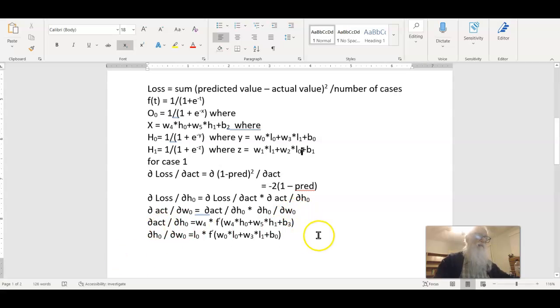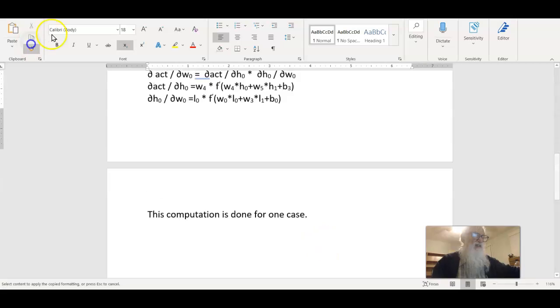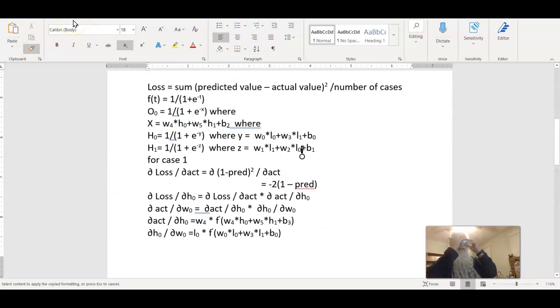So we play around with it. We have this formula, and we know how to take the derivative. The derivative is the derivative of the function times the derivative of what's inside the function, where H0 is the only thing that can change. So it's W4, and everything else is a constant, and the derivative of it is 0. And the same way we keep going, and we eventually come out to the answer.